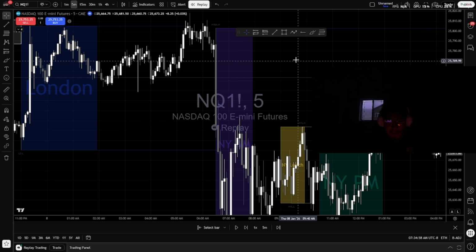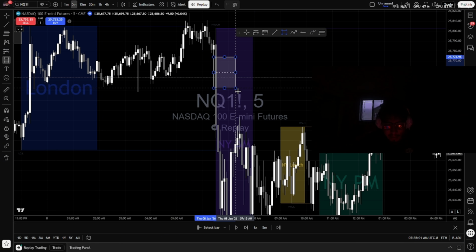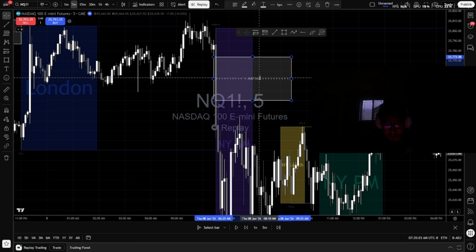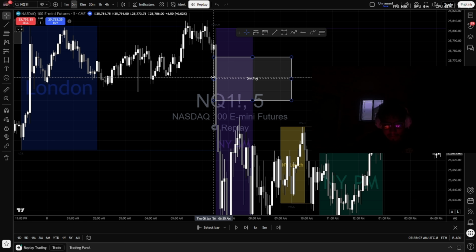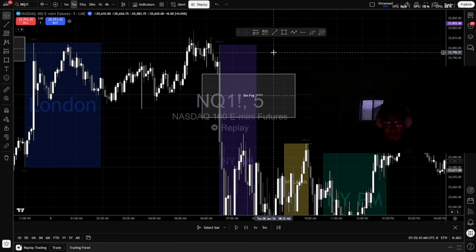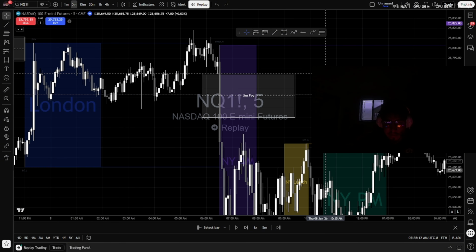Now, I want to talk to you guys about a thing called the first percentage fair value gap. In trading, there's a thing called the first percentage fair value gap. What I mean by that is that the main fair value gap the market leaves after an aggressive move towards one side is going to be the only and main important fair value gap.